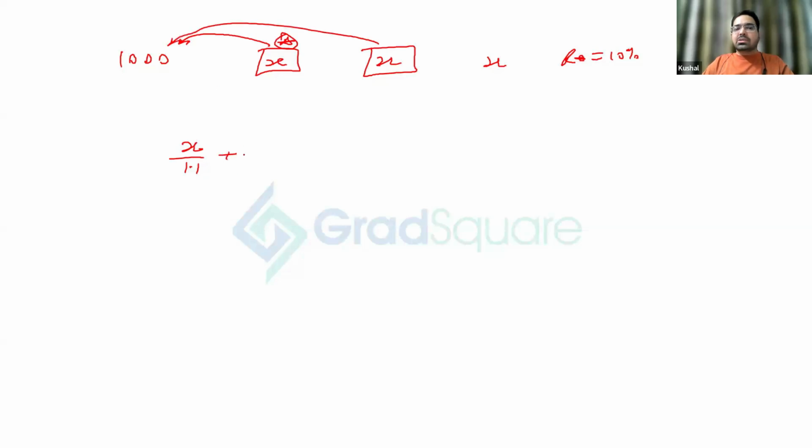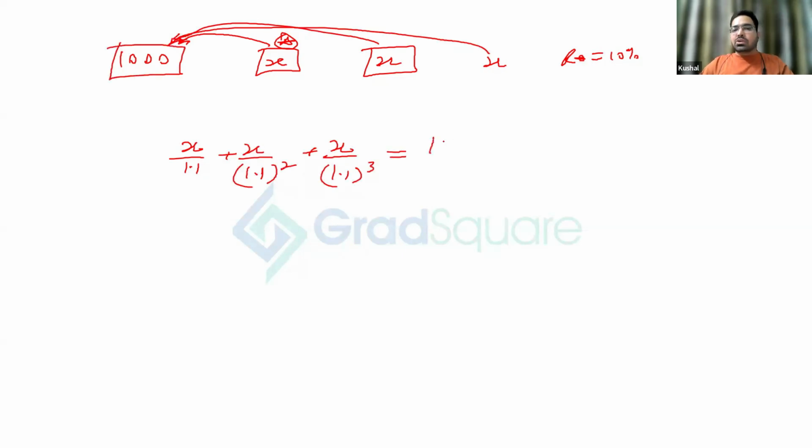What about this money in the present moment? This money is going to become x by 1.1 whole square. What about this money in the present moment? It is going to become x by 1.1 whole cube. Clear with this? Now, in the present, what is the amount of money? That was 1,000. Clear with this? Solving this equation, you will get the value of x, which is the installment amount. Clear? Now, I'll suggest a second approach, which I feel is slightly better in terms of calculation, although both of these calculations will lead to the same point.